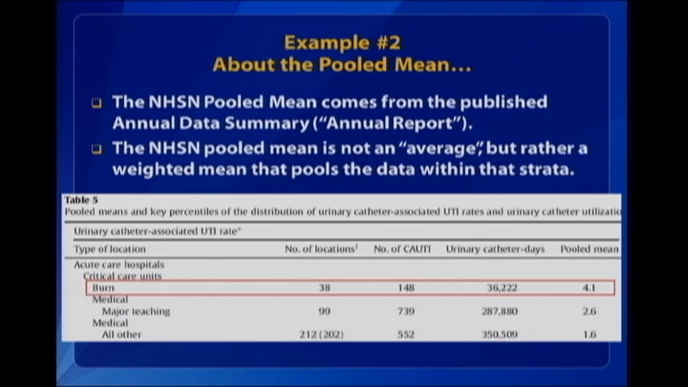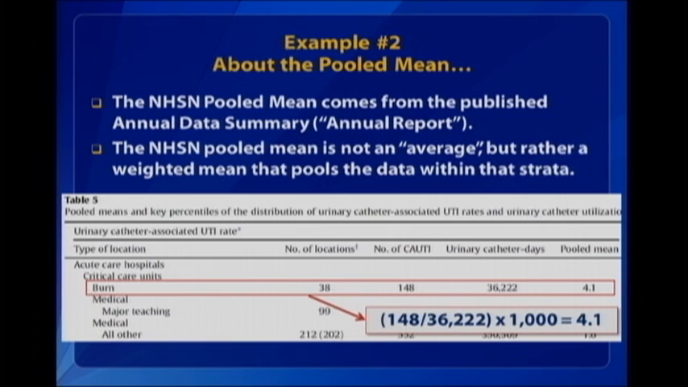In this report, I've pointed out a burn critical care unit. We have 38 locations that reported in this screenshot. What we do is take the number of CAUTI that were reported to us, so 148, and divide that by the number of urinary catheter days that were reported. So 148 CAUTIs came from 38 locations, and over 36,000 catheter days came from those 38 locations. When we multiply that by 1,000, that's how we get our pooled mean of 4.1. Okay.